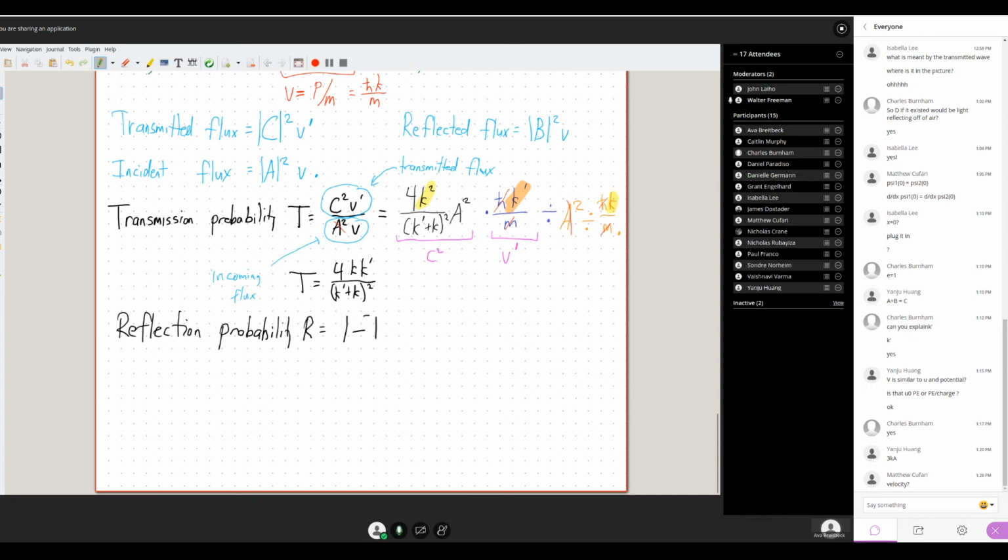One thing just for completeness is that the reflection probability R is just 1 minus T, because if they don't go through, they bounce off, right? And if you do a little bit of clever rearranging of terms, you can get this to k minus k prime squared over k plus k prime squared.